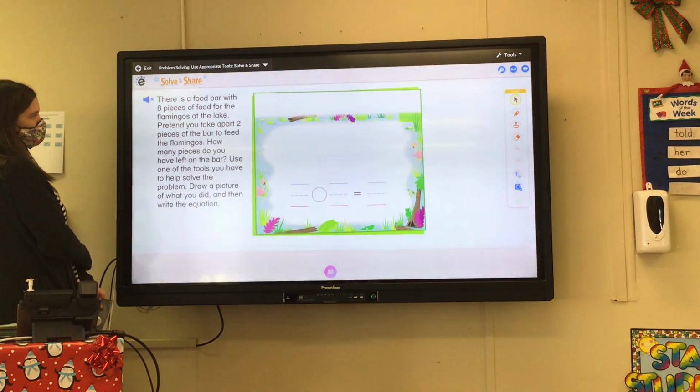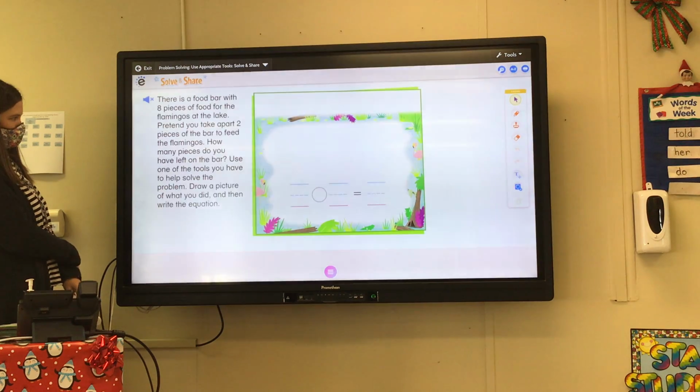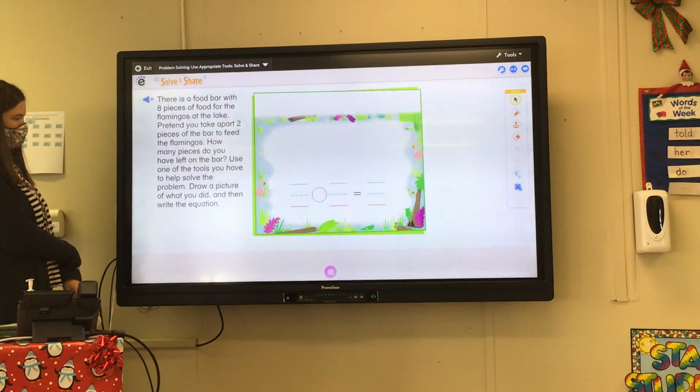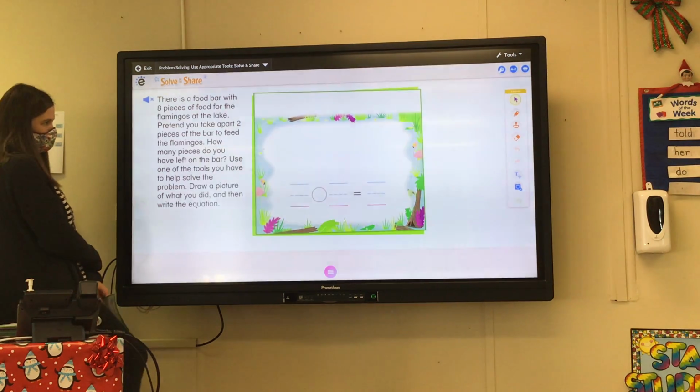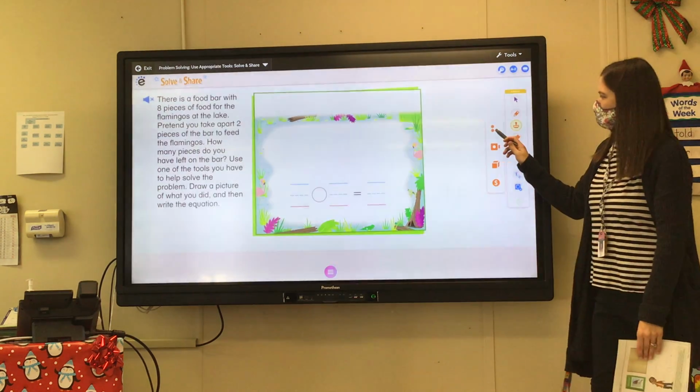There is a food bar with 8 pieces of food for the flamingos at the lake. Pretend you take apart 2 pieces of the bar to feed the flamingos. How many pieces do you have left on the bar? Use one of the tools you have to help solve the problem. Draw a picture of what you did, and then write the equation.